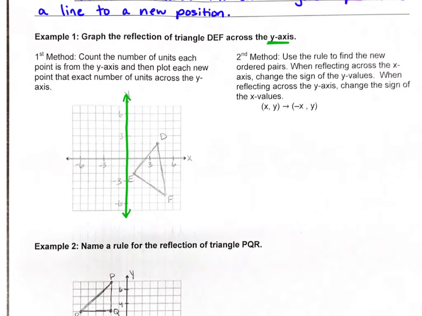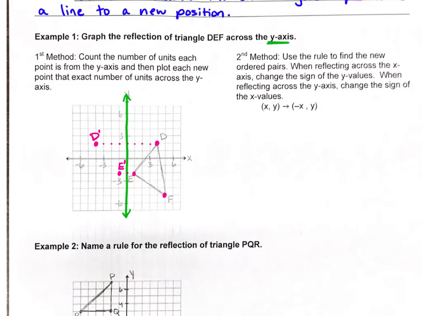So I'm going to go through and count my points. I'm going to start here with point D. Point D is 1, 2, 3, 4 units from the y-axis. So I'm going to go to the other side of it and count 1, 2, 3, 4 units on the other side and name that point D prime. So it's reflected across the y-axis. Same thing with point E. I can count that it is just 1 unit from the y-axis. So I'm going to go to the other side of it and count 1 unit away from the y-axis and label that as E prime.